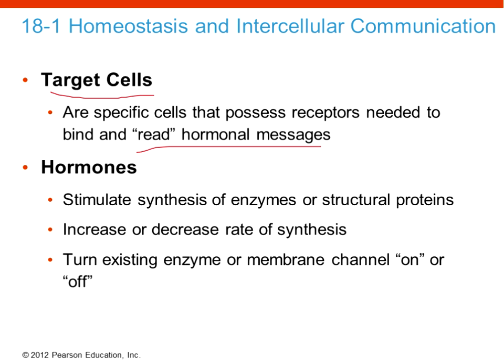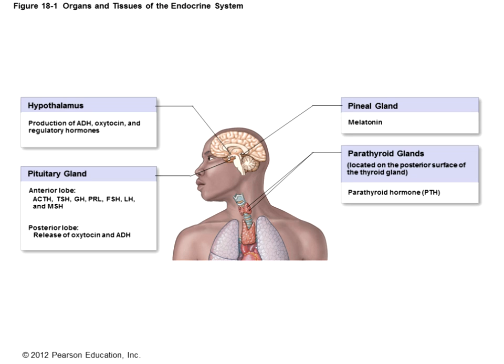It has to have a receptor in order to read that message. And the hormone then is going to communicate that message and alter what that target is doing metabolically. So first we're going to talk about how the system actually works and how the communication is generally achieved using hormones, and then we'll look specifically at the primary endocrine organs and the hormones that they secrete.